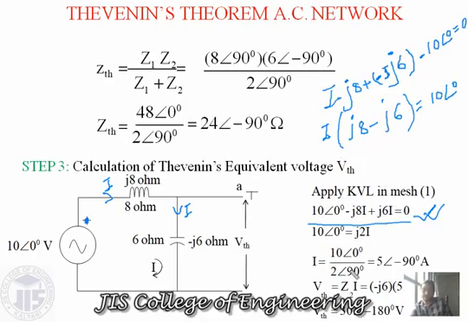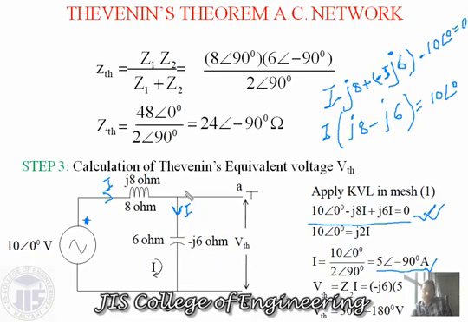For the value of current, again there is a requirement of conversion from polar to rectangular or rectangular to polar. If required, we will solve it, and then we get the value of capital I, which is 5 angle 90 ampere. This is the amount of current flowing through this path. Now what is the voltage across this path? Voltage across this path means the current flowing through this path multiplied by the impedance of that path.